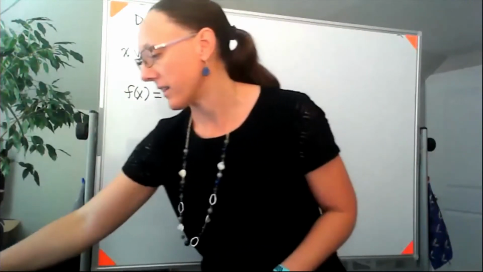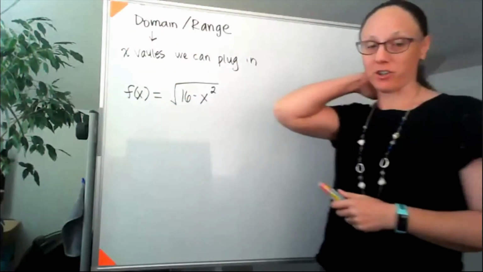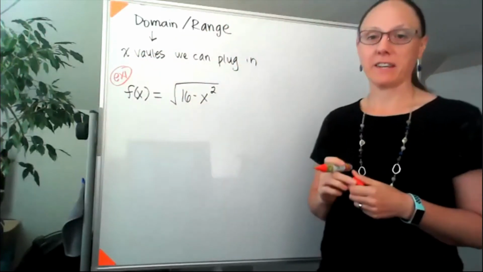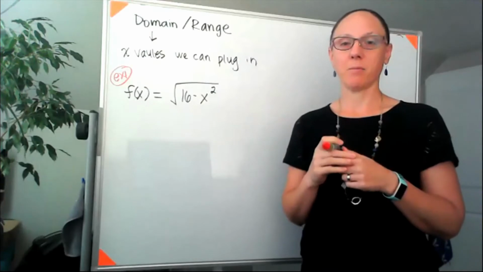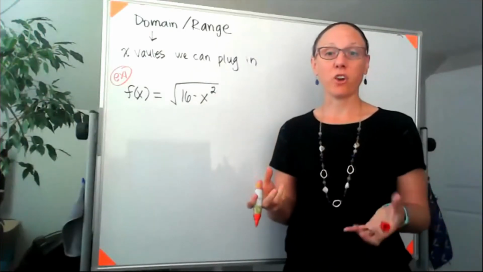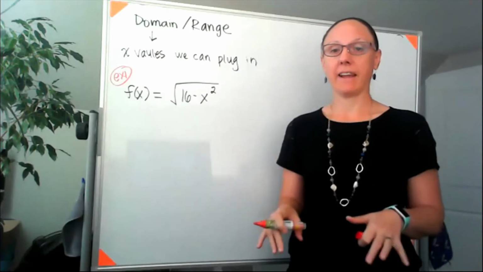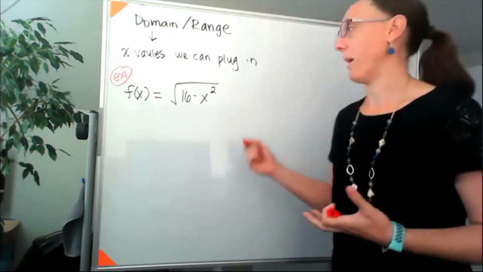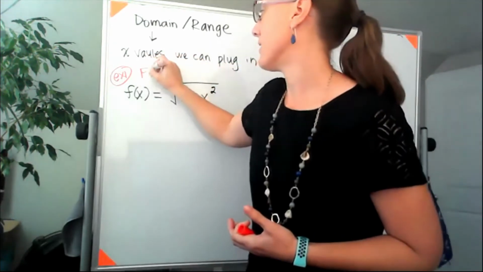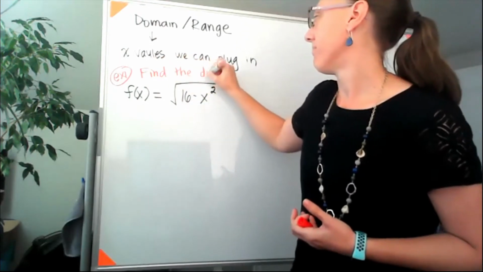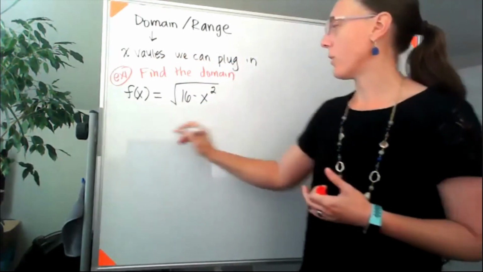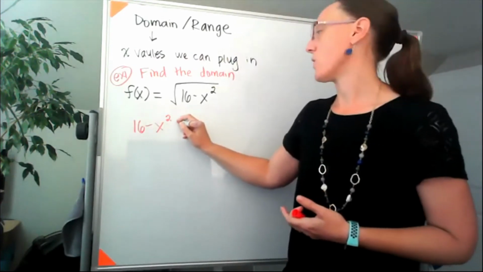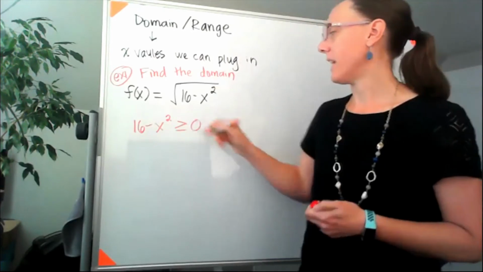I want to take a look at this first function that I put up here. So I've got f of x equals the square root of 16 minus x squared. Well, if the thing that can go wrong in terms of domain is having a negative inside of the square root, then to find the domain, what I'm saying is that I need 16 minus x squared to be a positive number. So it's got to be greater than or equal to 0.